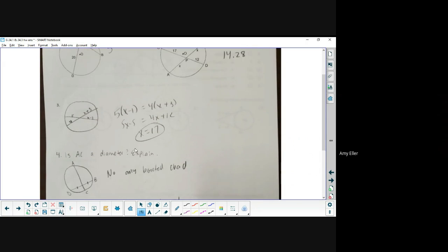Be careful with 3. We did one like this in the lesson. Here I have 5 and x minus 1. You must use parentheses if there's a plus or minus. I don't just want to multiply the 5 by the x. It's the 5 times the x minus 1. So you have to put it in parentheses. Same goes for this one, 4 times x plus 3. You distribute the 5, distribute the 4, and finish solving. You get 17.